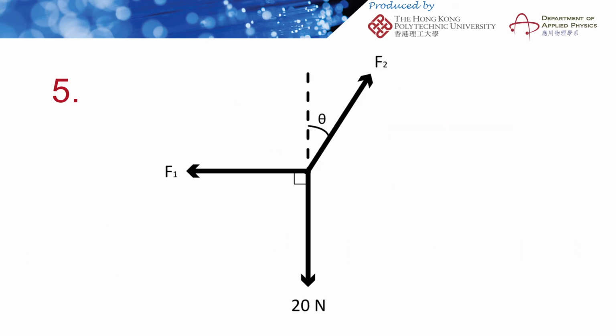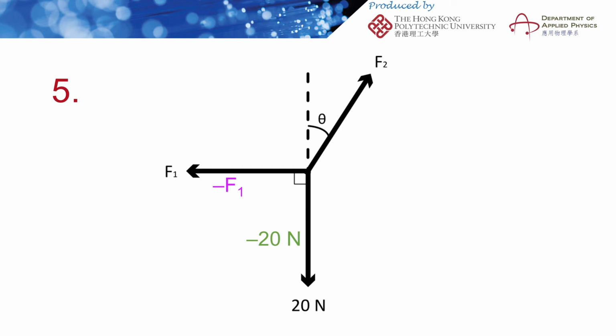Next, I will show you some examples with 3 or more vectors in different directions. There are 3 vectors, F1, F2, and 20 N in the diagram. We can label vector F1 and 20 N first. They are already perpendicular to each other. Vector F1 is in left direction, so it is labeled as minus F1. The 20 N vector is pointing in downward direction, so it is labeled as minus 20 N.